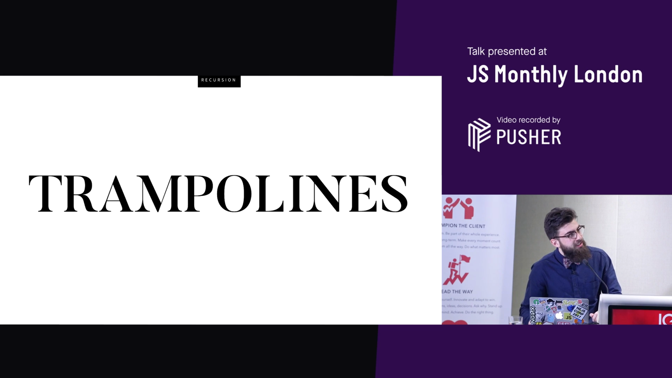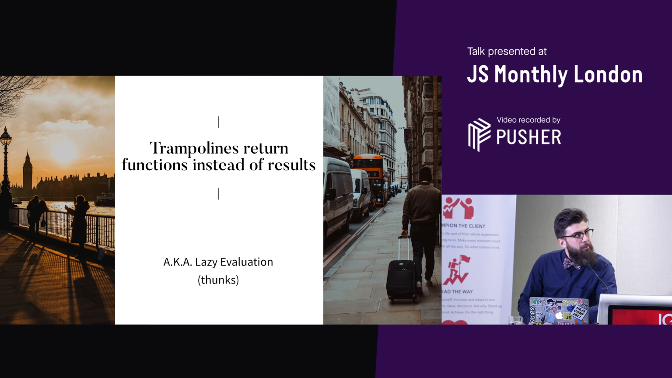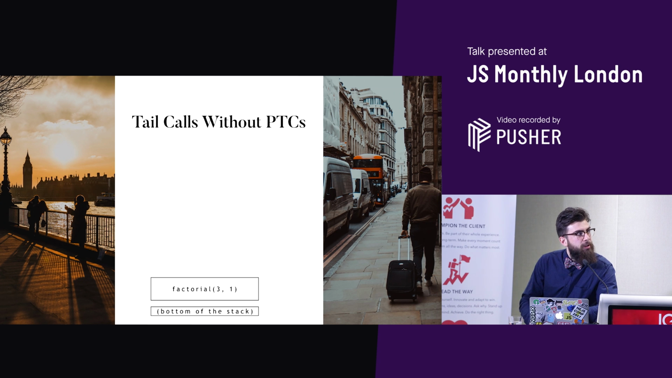So, yeah, if you're into recursion, I highly recommend you read that as well. And now, trampolines. So, what are trampolines? Well, trampolines are another way of doing proper tail calls without Node supporting it, right? So basically, trampolines return functions instead of results. It's basically doing lazy evaluation, right? So we're basically wrapping the function that gets the result into a thunk, and then we only invoke it when we get a function back, right?